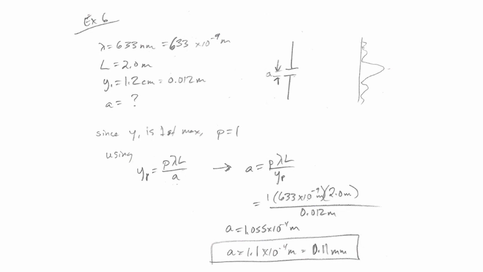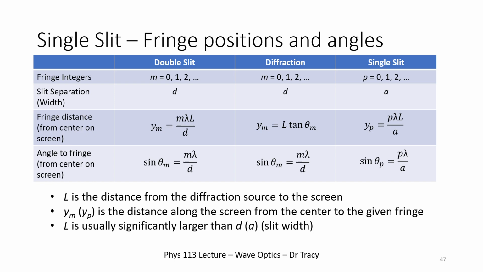So we convert that, and we just use the simple relationship for the distance to the first bright fringe, given as 1.2 centimeters. Plug the values in, and the slit width is 1.1 times 10 to the minus fourth meters, or 0.11 millimeters. It's a very narrow slit, effectively 1/10 of a millimeter. But as you can see, it's a recycling of the same equation.